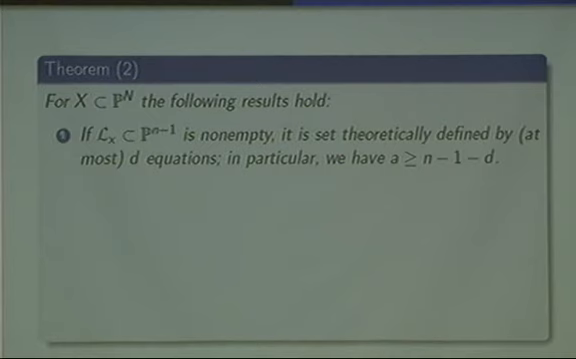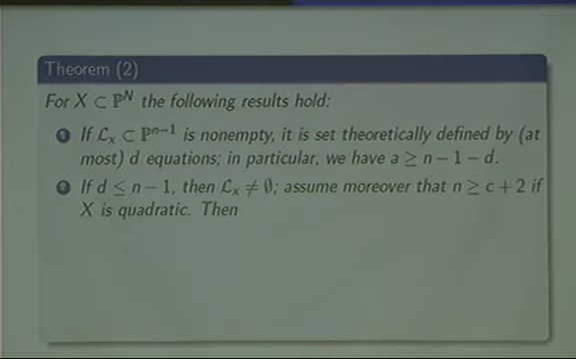Next. Conversely, if that number is at most n minus 1, then by the fundamental existence theorem of projective geometry, the variety of lines is non-empty, so X is covered by lines. So this gives you a numerical criterion to verify that X is covered by lines. Assume, moreover, that N is at least C plus 2 if X is quadratic. This is a technical condition to ensure that you are in the range of the Barth-Larsen theorem to deduce that the Picard group is cyclic, nothing more.